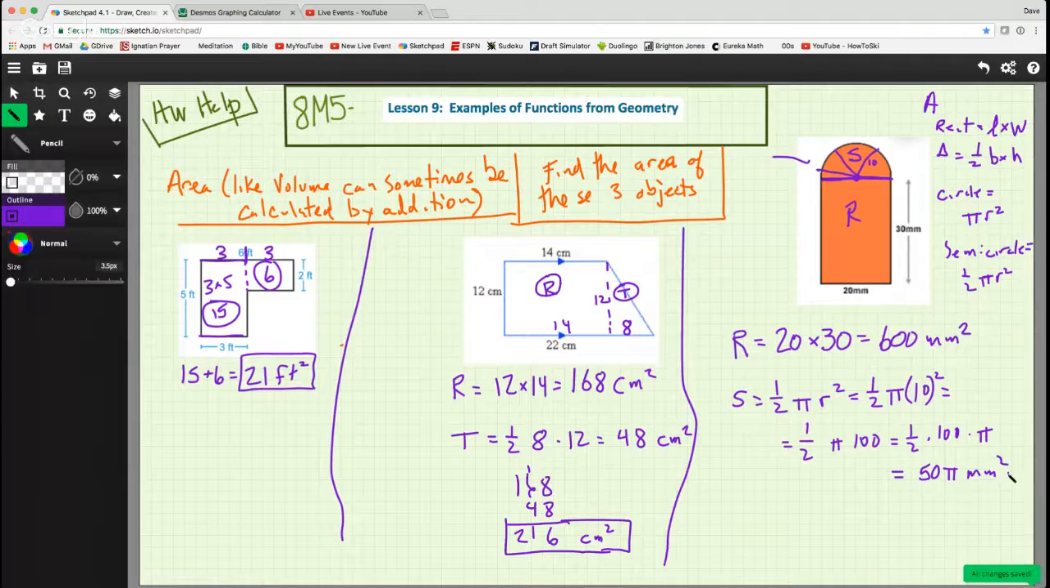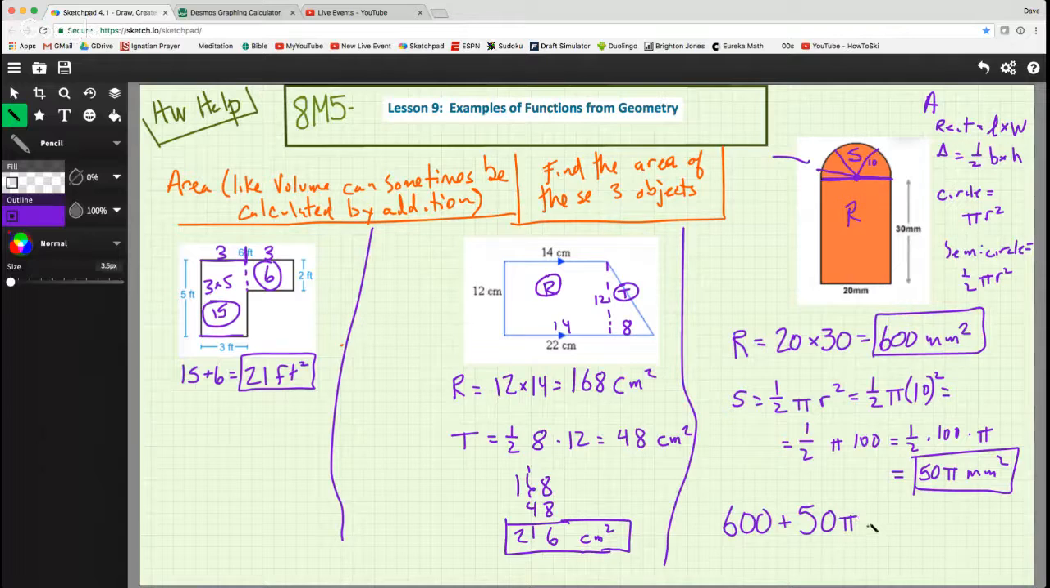millimeters squared. Now we can add these together, but we can't combine things with pi's in them with things that don't have pi's in them. We've done that in another lesson, so I'm not going to go over that again. So 600 plus 50 pi millimeters squared. That's our answer.